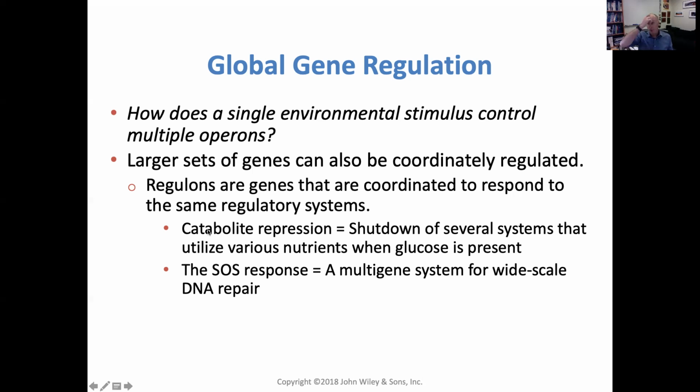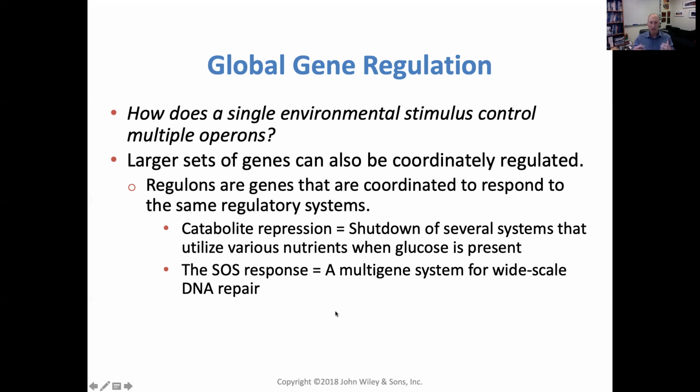So catabolite repression is actually a good example of this. Even though the lac repressor really only has one target in the cell, the CAP protein has a bunch of targets. There are a number of different metabolic pathways for the catabolism, or the breakdown, of different sugars that are controlled by whether or not glucose is being used. Now, your book talks a lot about another one, the SOS response.